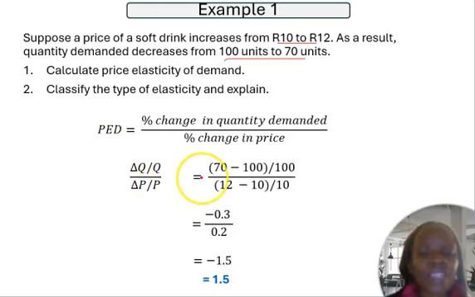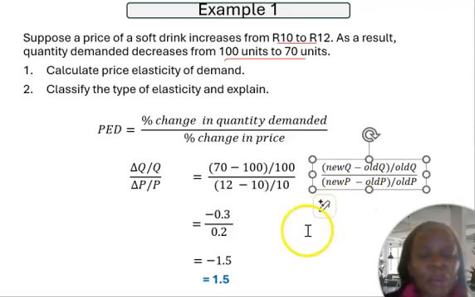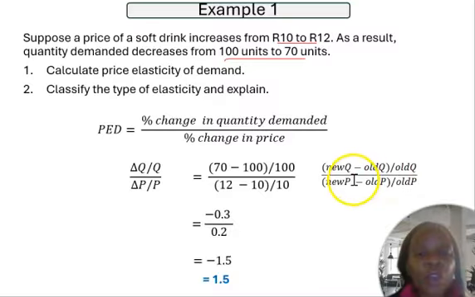So for the change in quantity, you'll agree with me that it is decreasing from 100 to 70. So the change is 70 minus 100, divided by 100 to get the percentage change, right? And the change in price is from 10 Rand to 12 Rand. Therefore, it's 12 minus 10 divided by 10. To make it easier, or for those who want to remember it better, we will say that it's new quantity minus old quantity divided by old quantity, and new price minus old price divided by old price.